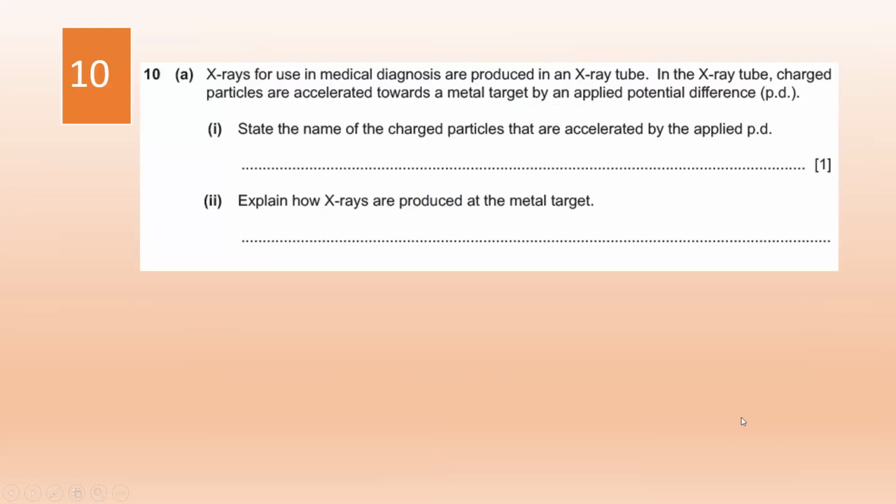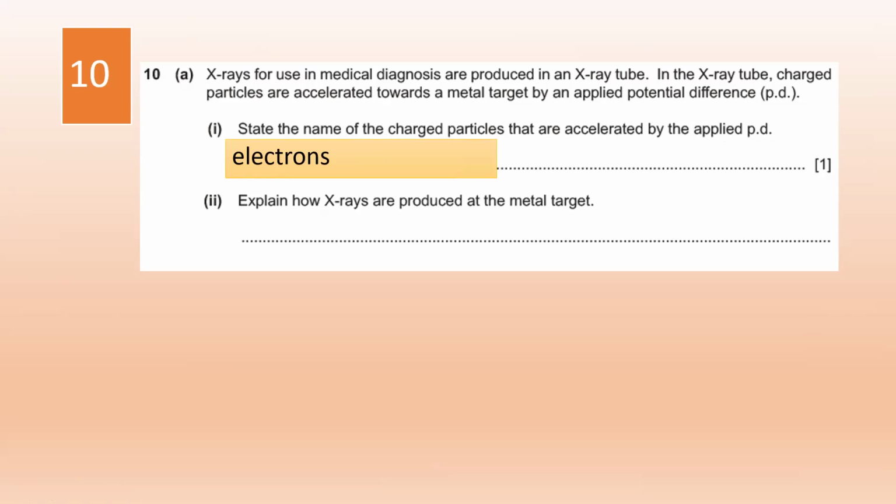X-rays for use in medical diagnosis are produced in an X-ray tube. In an X-ray tube, charged particles are accelerated towards the metal target by an applied potential difference. State the name of the charged particle that is accelerated by the applied PD. Electrons. Electron, okay.